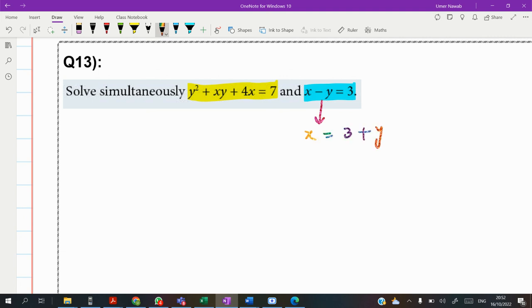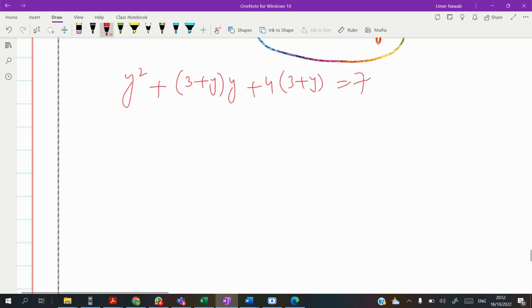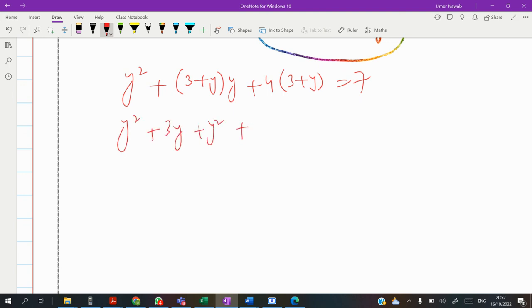So 3 plus y. Now substitute this in the place of x. When you do this, guys, it turns into y squared plus x, which is 3 plus y, and then y, then 4 times (3 plus y) is equal to 7. Open the brackets: y squared plus 3y plus y squared plus 12 plus 4y minus 7 is equal to 0. Simplify: 2y squared plus 7y, and 12 minus 7 is plus 5, is equal to 0.